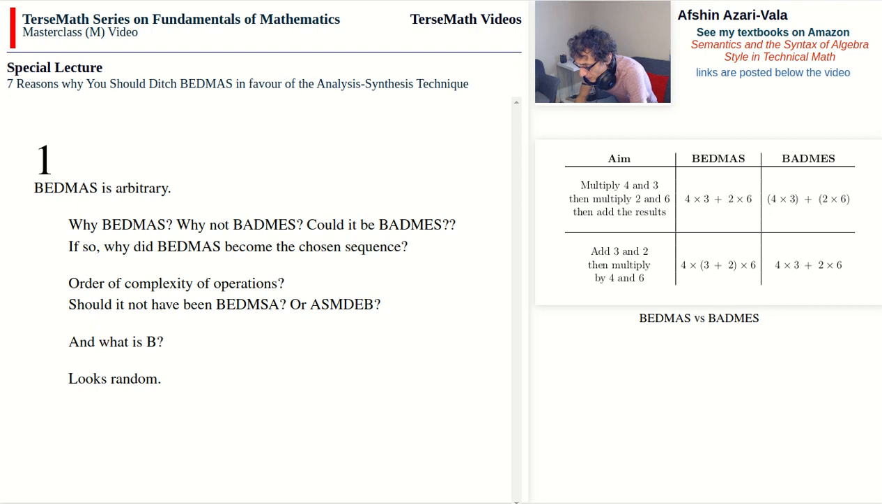In any case, BEDMAS seems random. It doesn't follow the order of complexity of operations. It seems like the order is backwards, and the B, so long as you understand what it means, it's okay, but otherwise it can be confusing.